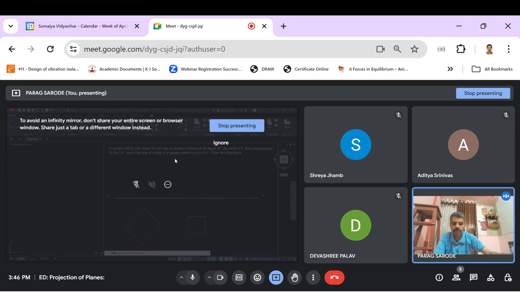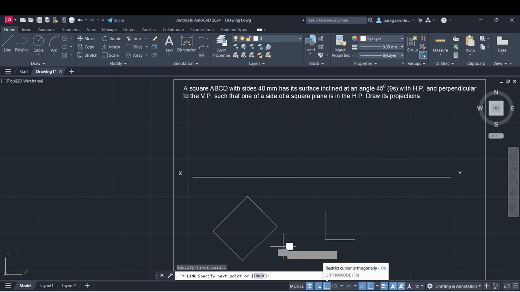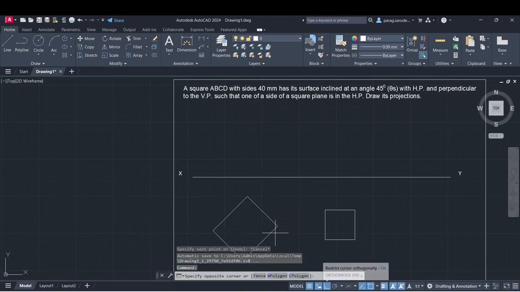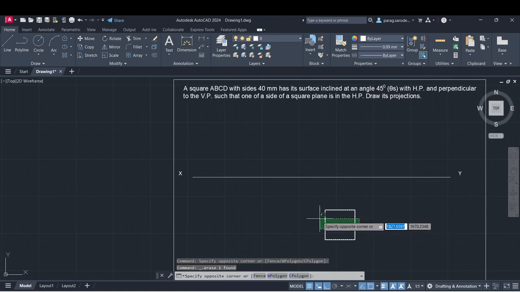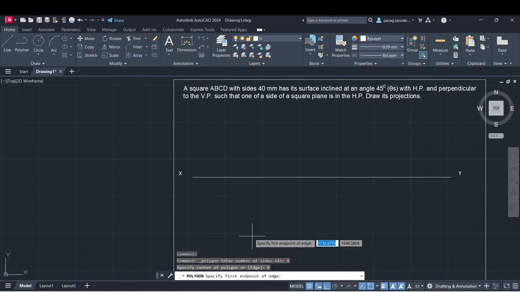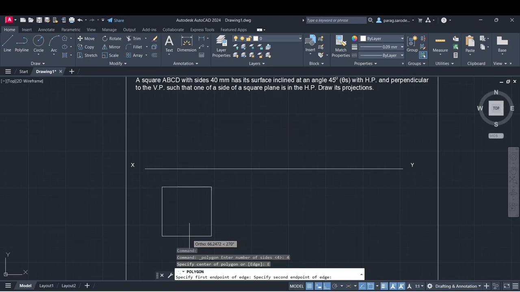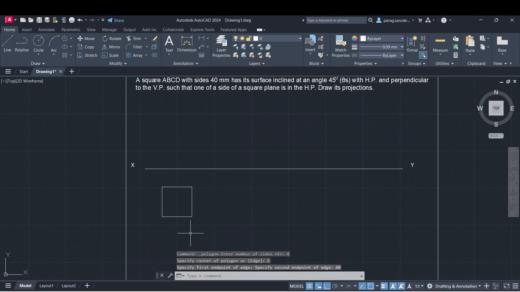Okay. So now, look at this. How do we draw? I will redraw so that you will understand it. How to draw again? Polygon, number of sides 4, enter, right? Now in this case, it is not mentioned that it is in front or how much distance it is above. So just take a suitable distance from the XY and place it, right? I will keep the edge option here. I will take the orientation so that it is lying below. I will type 40 here, enter, right?